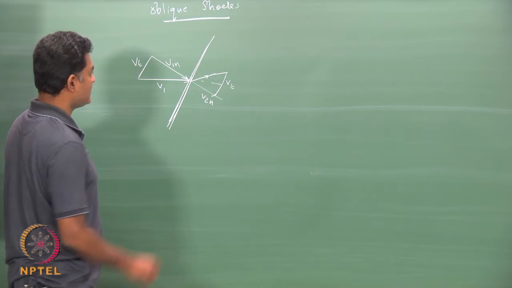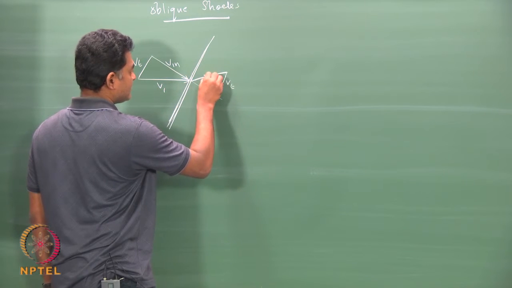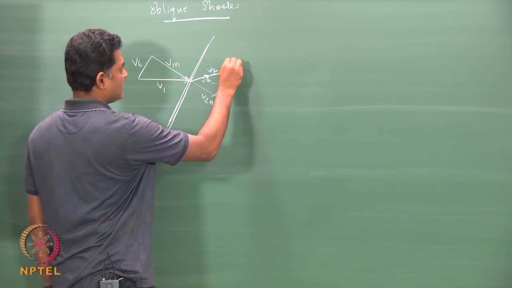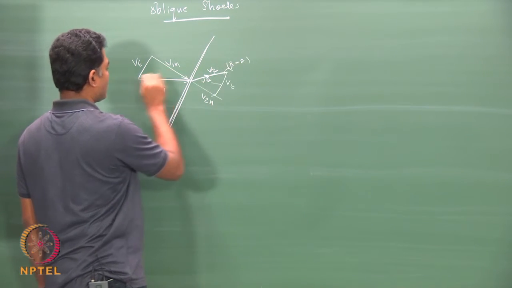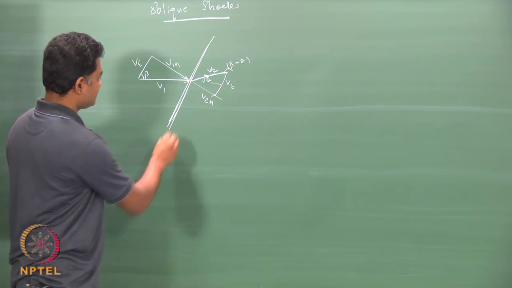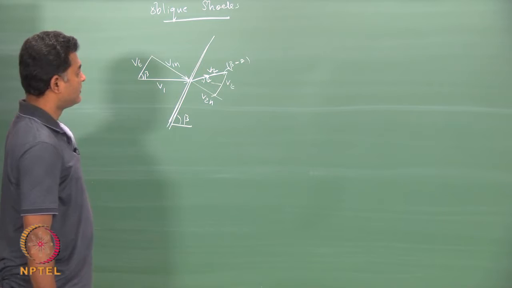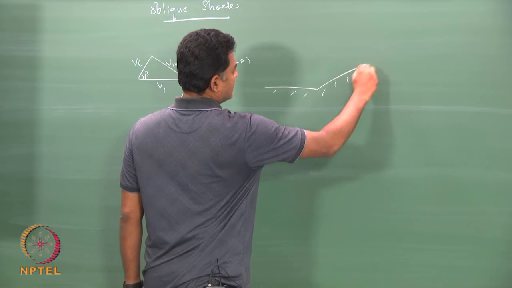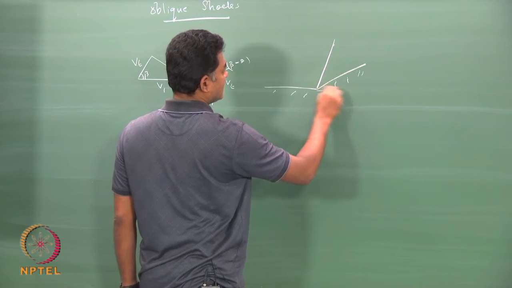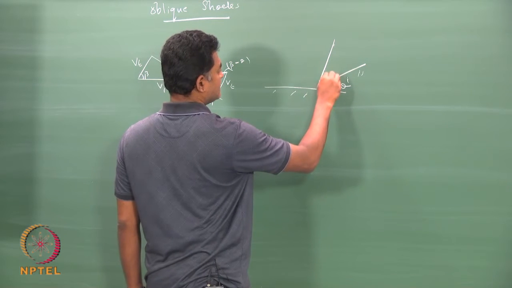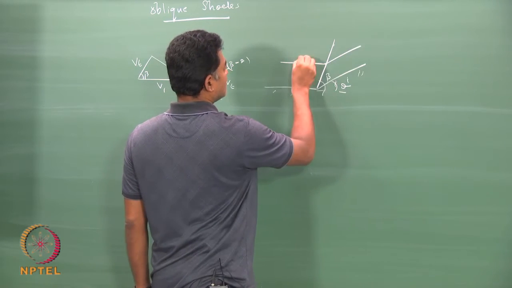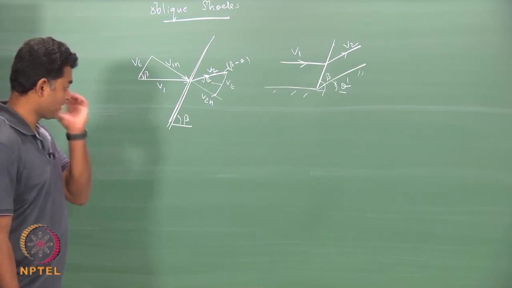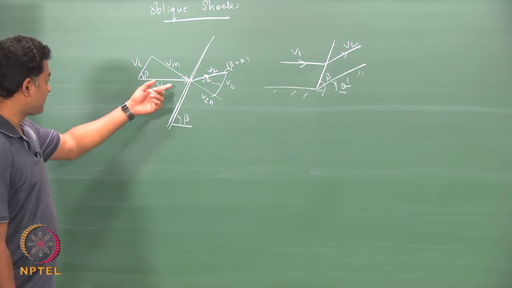So, I use Vt as the notation for V tangent. So, this is my V2, this is theta, this is beta minus theta, and this is the shock angle beta. Okay. So, this is for a scenario where we have something like this. So, I have a shock and this is theta and this is beta. So, V1 comes deflected to V2. Okay.